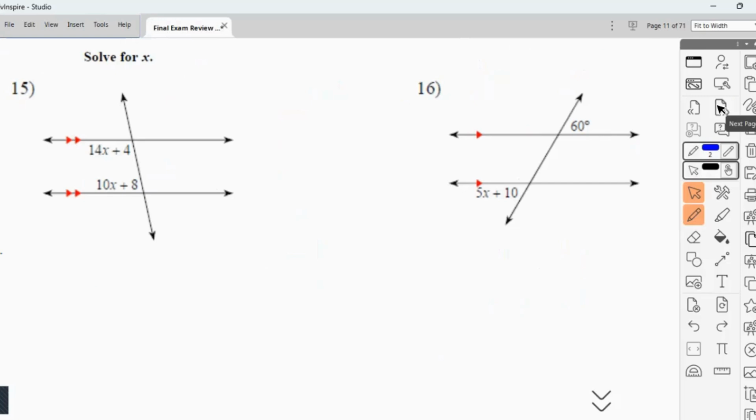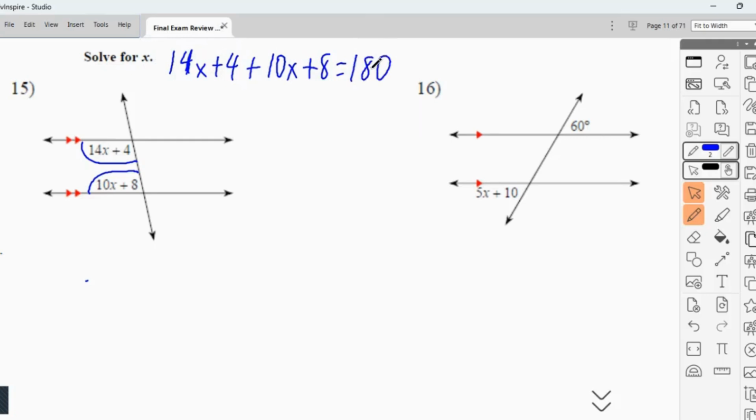Oh, yeah. Check these out. These are the consecutive interior angles, right? Now, these are not equal to each other, but they are supplementary, which means they both add together to give us 180. So here we go. Let's start writing this right here. 14x plus 4. And this will be plus, looks like 10x. And this will be plus 8 equal to 180.